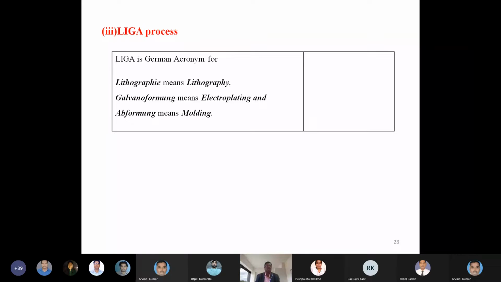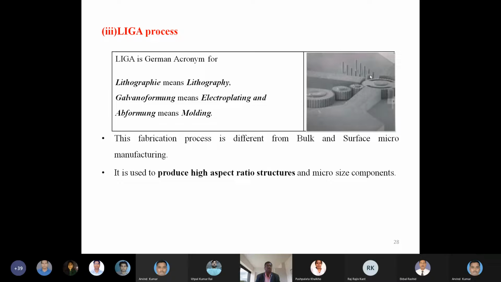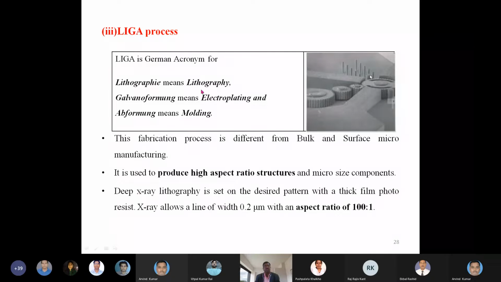The LIGA process: the name comes from lithography, galvanoforming, and abformung. Lithography means lithography. Galvanoforming is nothing but electroplating, and abformung is nothing but molding. This process is most commonly used in the preparation of many microelectronic components. The fabrication process is completely different from bulk and surface micro manufacturing methods.